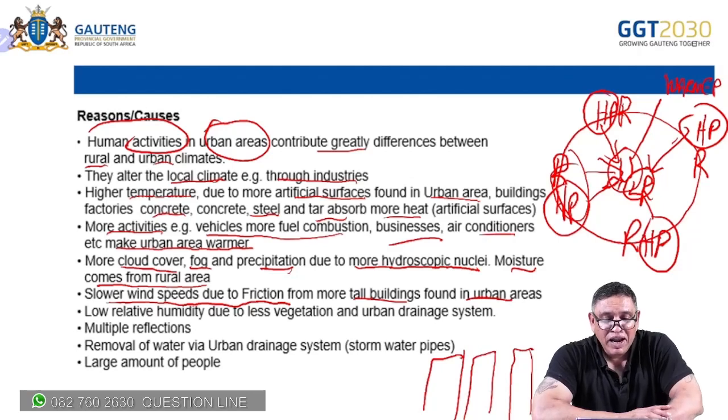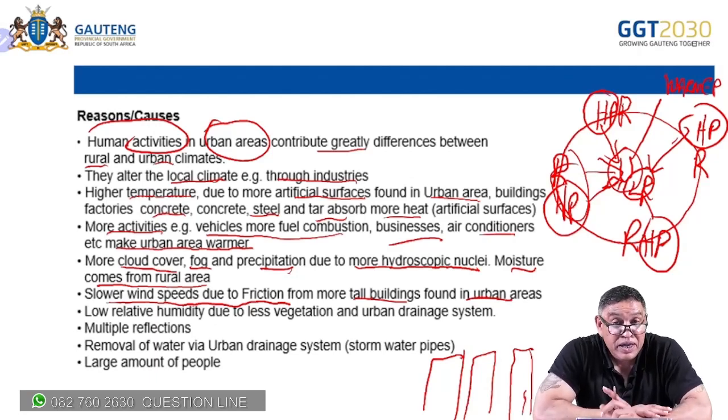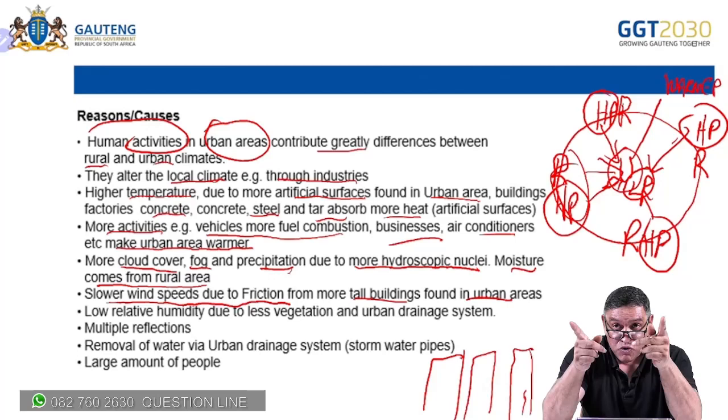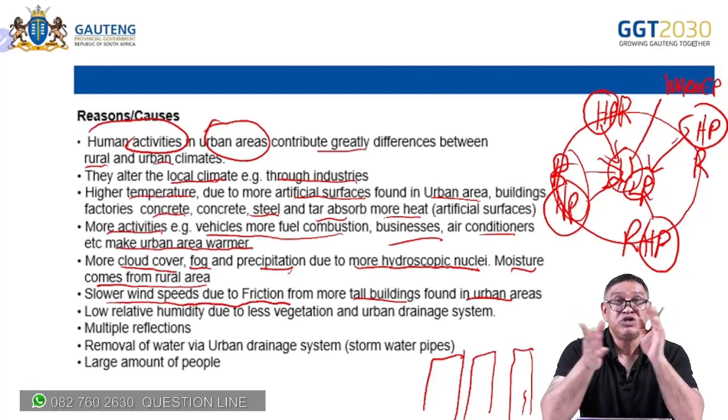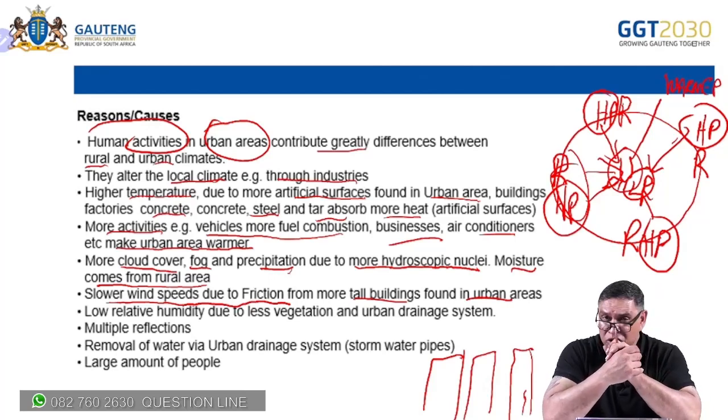Okay. Now what happens? As the air hits the tall buildings, there's friction. It slows down the movement of the wind. And you know, when winds move at a faster speed, it cools down the area. You know, when you put the fan on, and I suppose in your houses, you've got air conditioners.